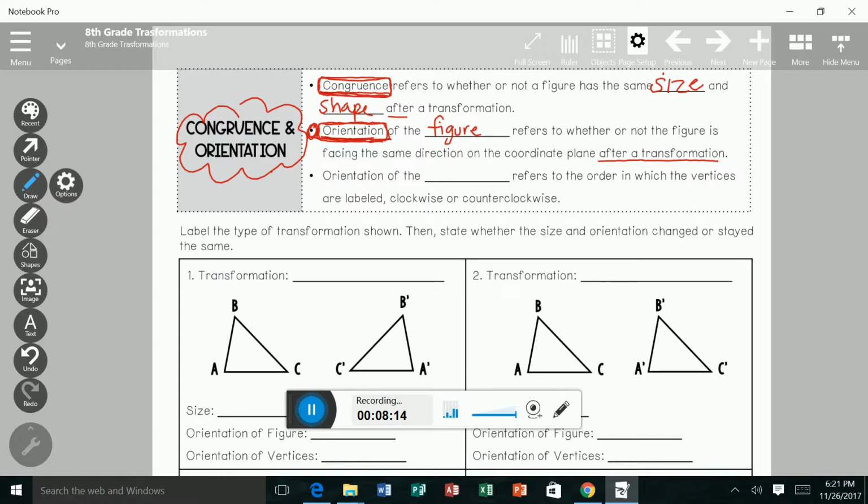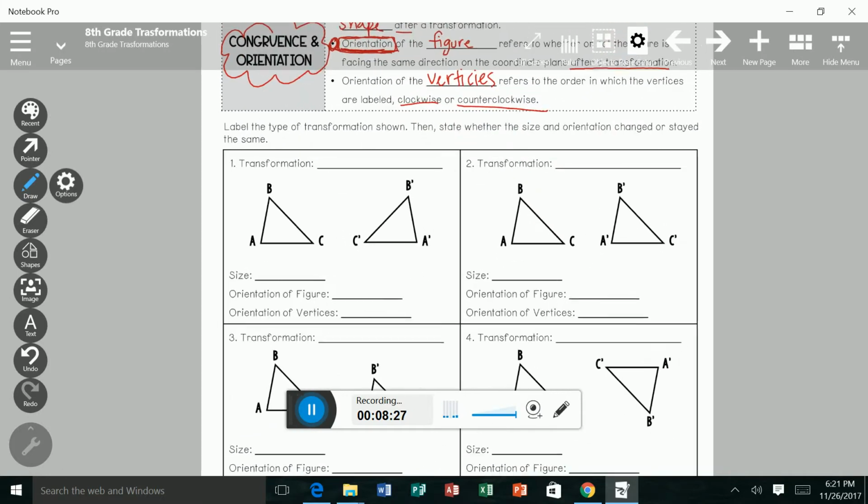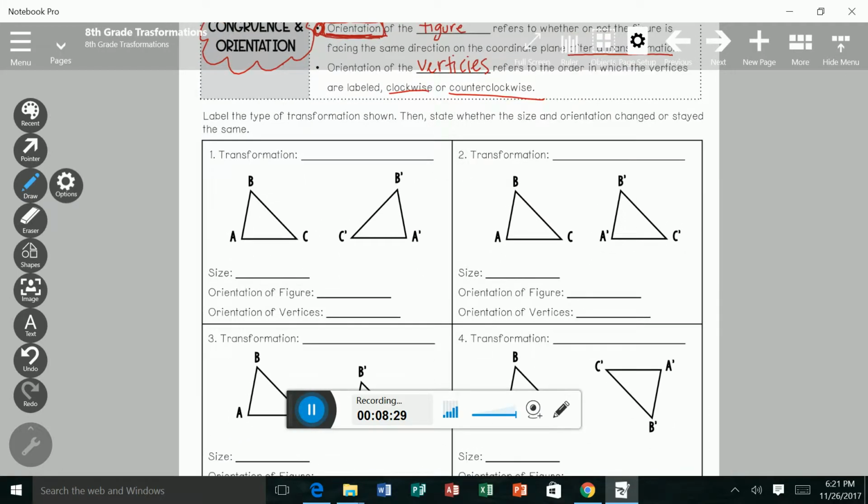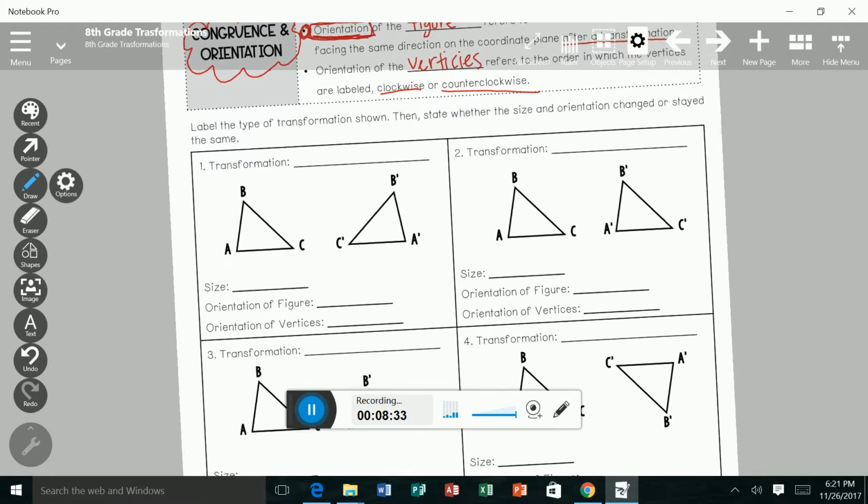Orientation of the vertices refers to the order in which the vertices are labeled, clockwise or counterclockwise. Okay, so let's look at the first transformation. Transformation 1, and try to figure out what it is.